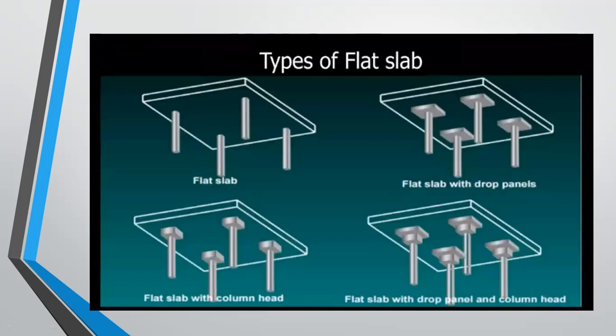There are different types of flat slab available. We have a slab directly resting on a column, and a slab resting on a small square slab which then rests on the column. This small square slab is nothing but a drop panel. The third type has a head on the column, called a column head. The slab rests directly on the column head and then on the column. And the fourth one is a combination of column head and drop panel.